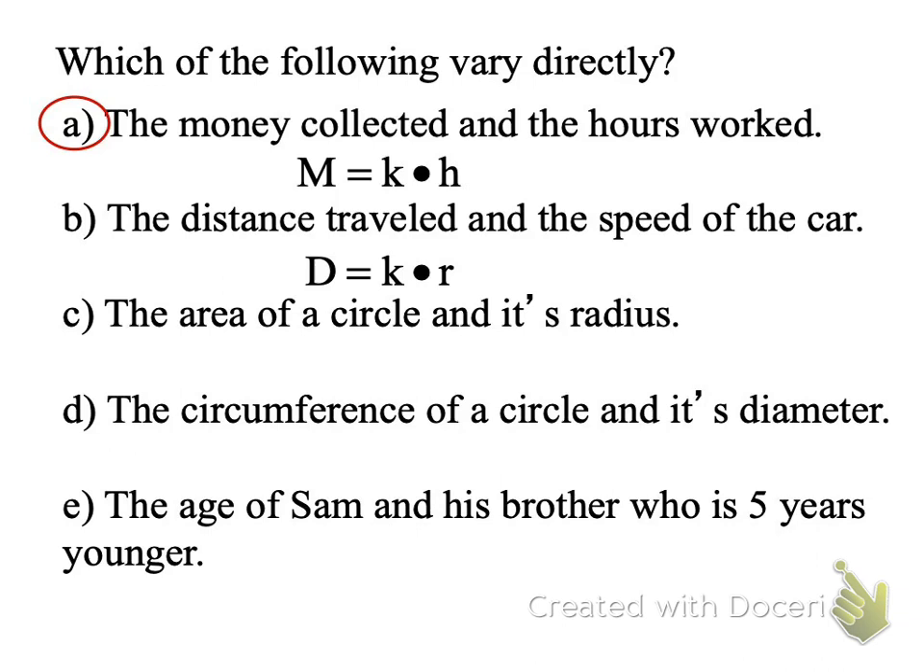What about area of a circle? What's the formula? A equals pi r squared. Is that a direct variation equation? No. Why? Because the r is squared. Yep. So it's not. What about circumference?